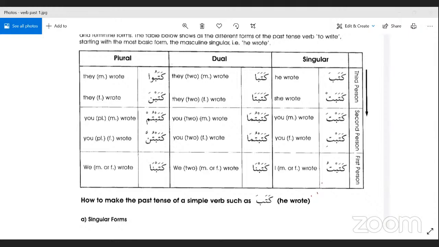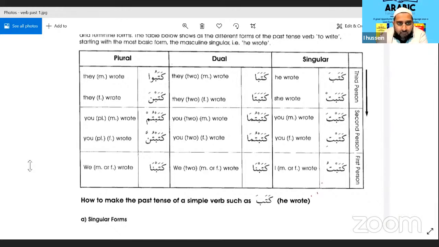Jalasti, you female sat. Jalastuma, you two females sat. Jalastunna, you more than two females sat. Jalastu, I sat. Jalasna, we two, male or female, sat. Jalasna, we sat. Excellent. That was really good.